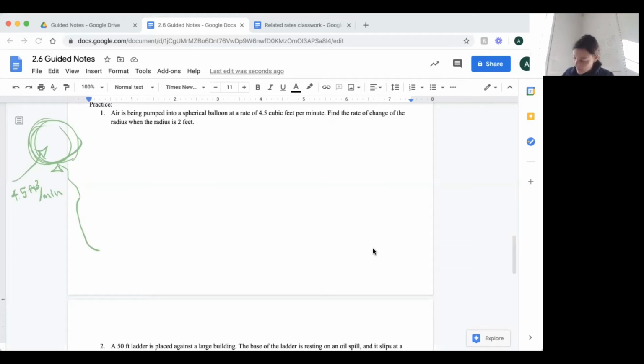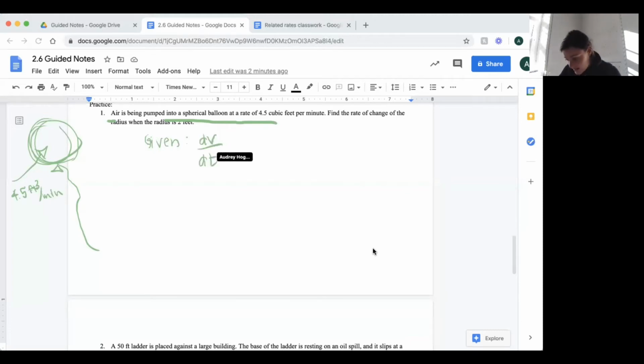Step 2, I want to write down what is given. So I know that air is being pumped into the spherical balloon at a rate of 4.5 cubic feet per minute. So one thing you have to do for related rates problems is think about what the information given to you in the problem means and how you translate that into math. In this case, it says air is being pumped into a spherical balloon. So that means that the rate of change of the volume, or dV over dt, is equal to 4.5. And that's what's given to me, okay?